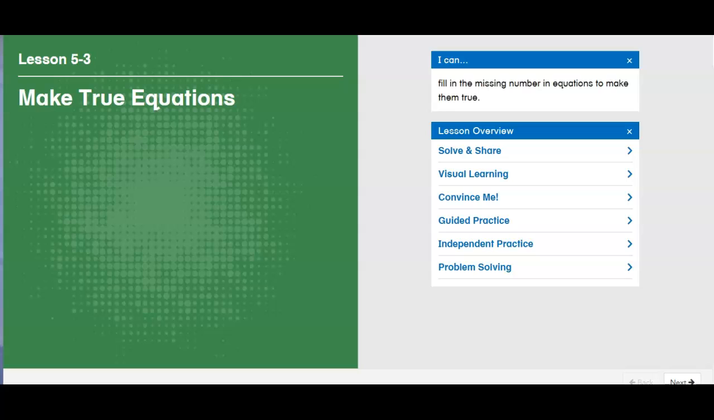Today we are working on Topic 5, Lesson 3, Make True Equations. Our learning intention for today is I can fill in the missing number in equations to make them true. So let's get started.